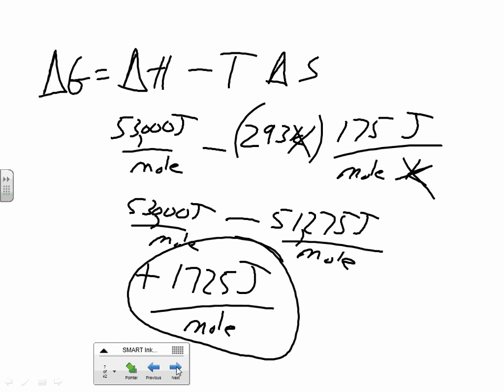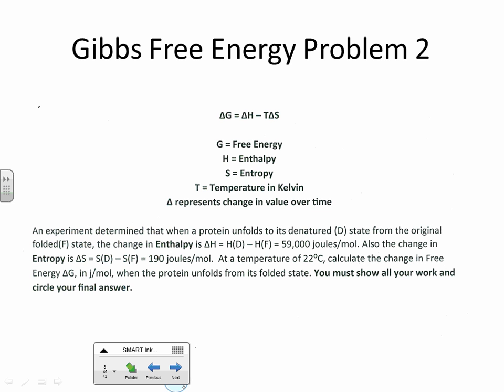Which one is this? Endergonic or endothermic? That's how much energy you have to add to make that reaction happen. Non-spontaneous. If you get a positive delta G, it's non-spontaneous. That's how much energy you have to add to make it happen. Does that make sense? Let's do one more of those just to make sure you got it.